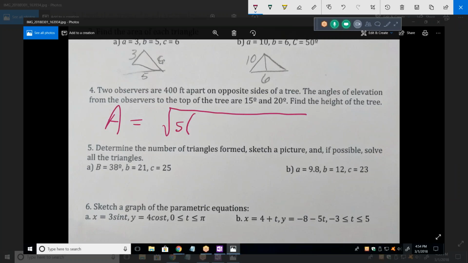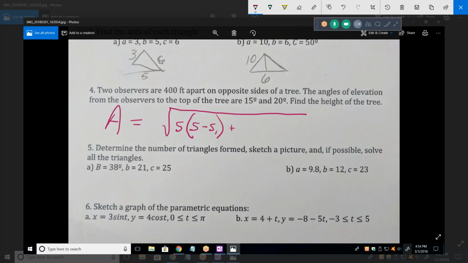Semi-perimeter times semi-perimeter minus side 1 plus... I'm going to have to look it up. Hold on one second. Yeah, I got it. You got it? What is it?